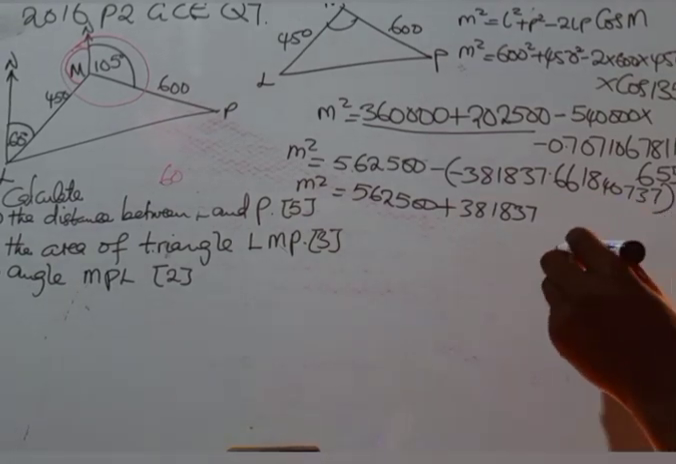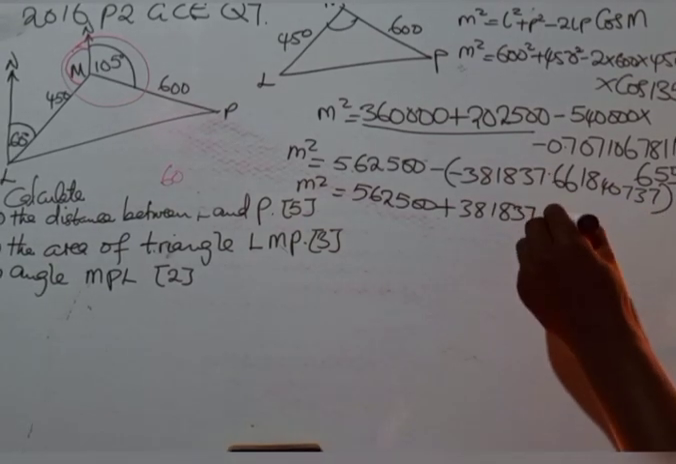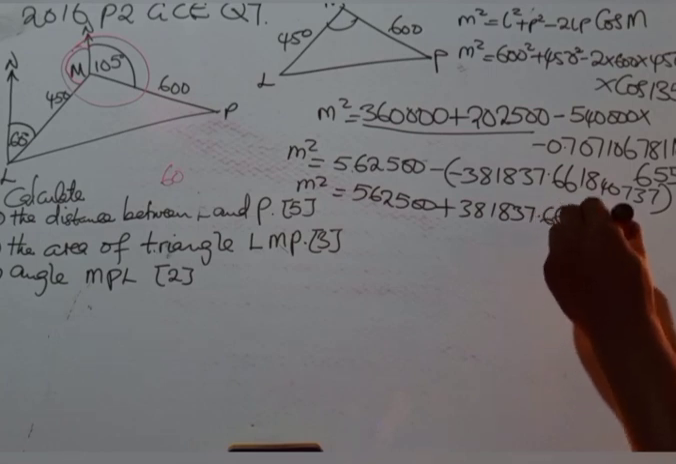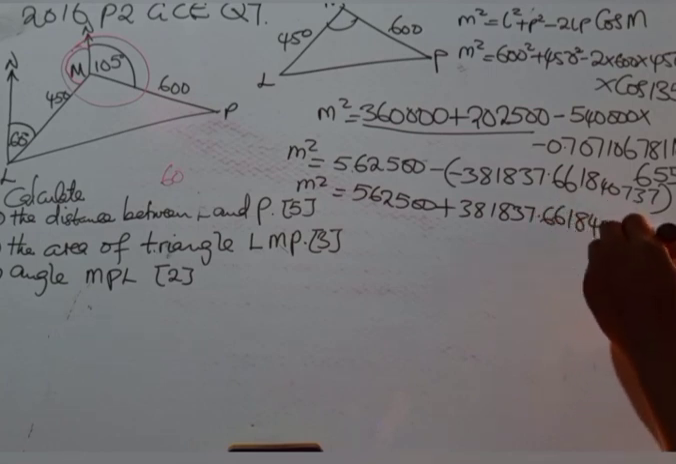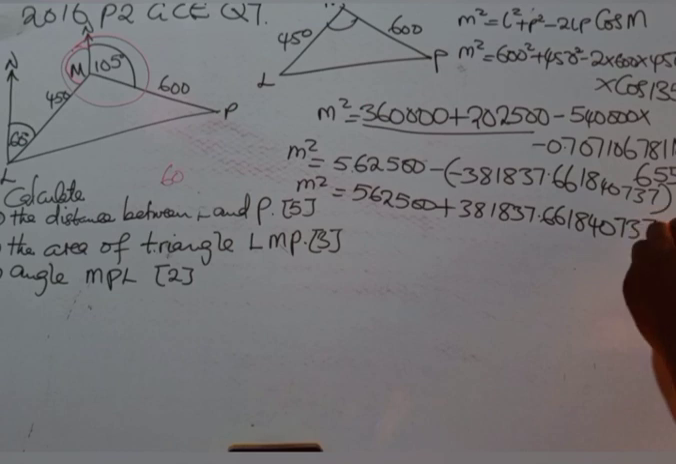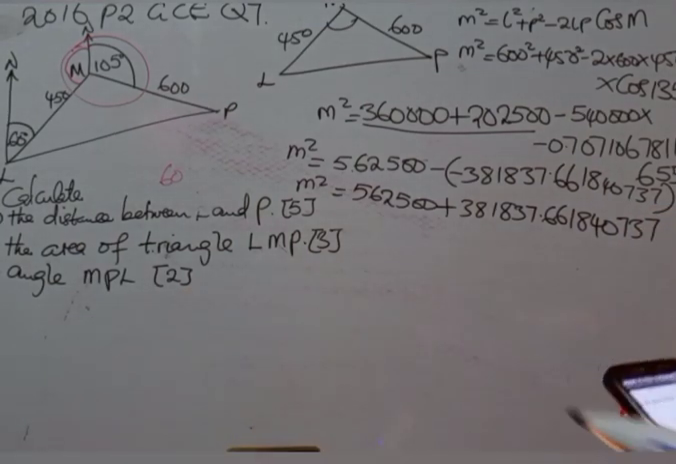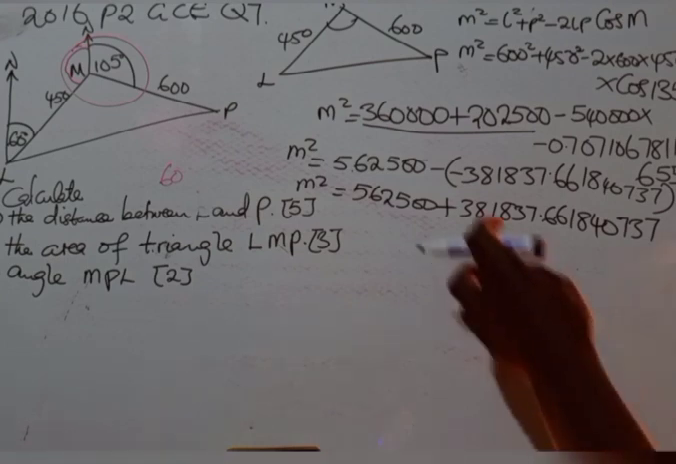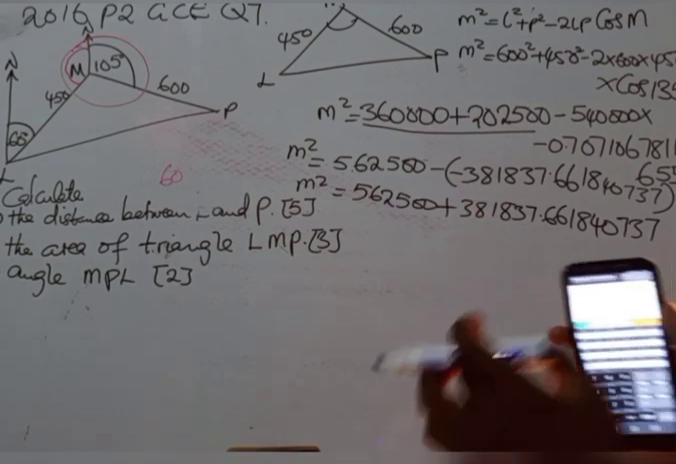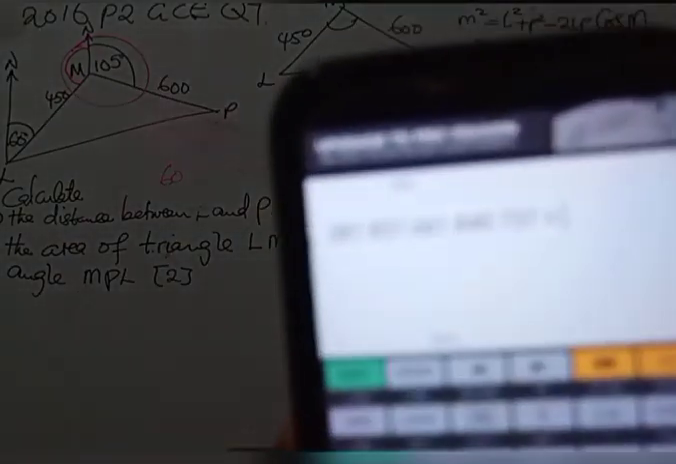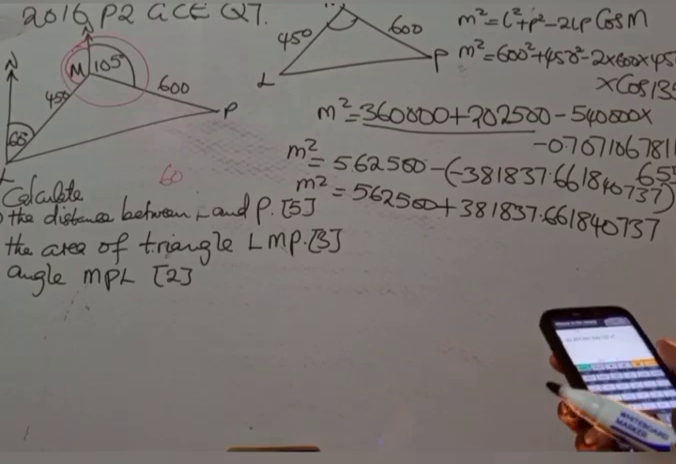Okay, 837, we have 7 there, 0.661840737. So let us now add that. What are we going to have? We add that one plus, we are adding our previous answer from the calculator. We are adding this answer with that answer there.